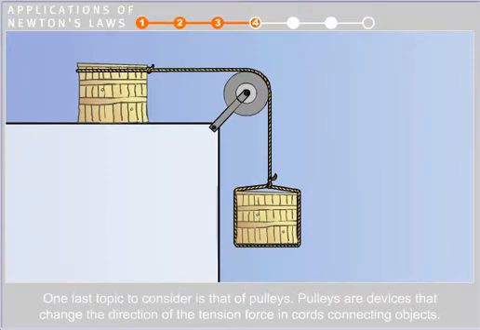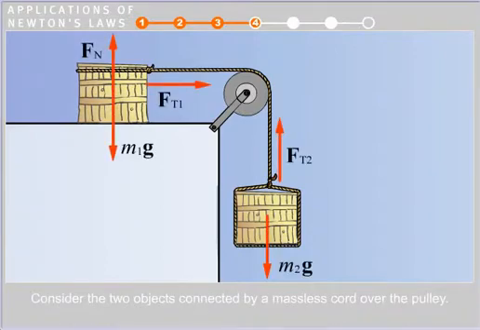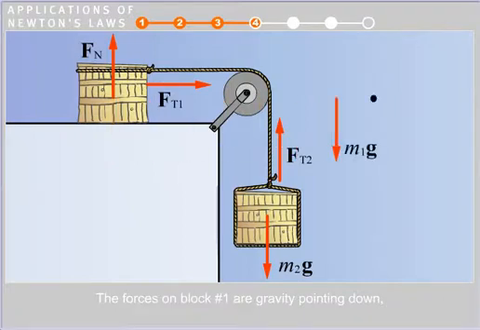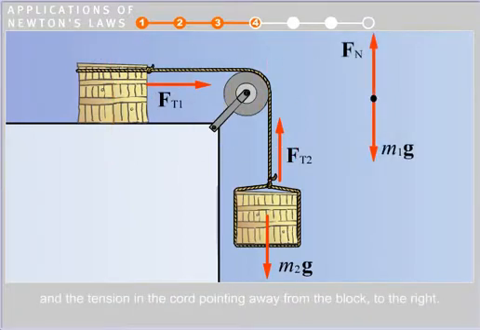One last topic to consider is that of pulleys. Pulleys are devices that change the direction of the tension force in cords connecting objects. Consider the two objects connected by a massless cord over the pulley. The forces on block number 1 are gravity pointing down, the normal force pointing up, and the tension in the cord pointing away from the block to the right.